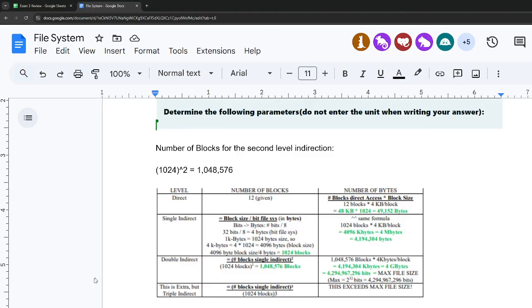I'm seeing a question about the Mac file system. This is just extra stuff, so you won't see this on the exam. I don't think Rincon will go beyond this. He will probably go up to double indirect, but triple indirect is beyond that. He won't go that far, I don't think, at least. He's not that mean.